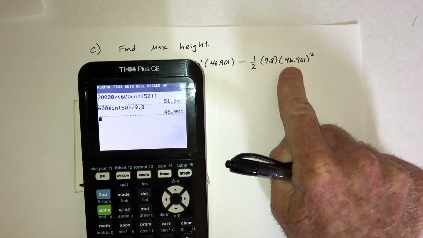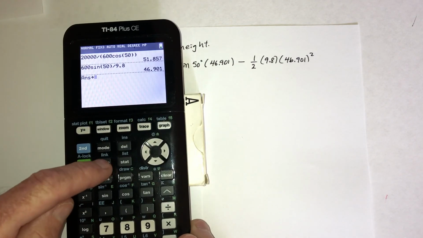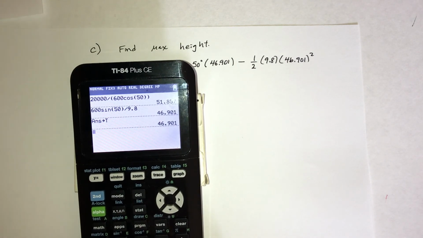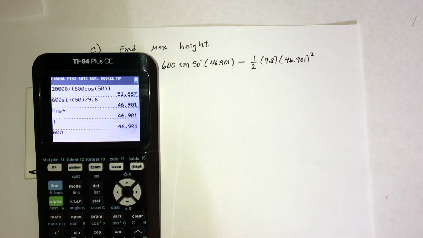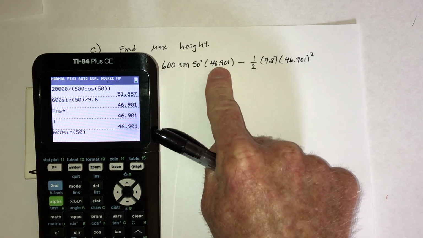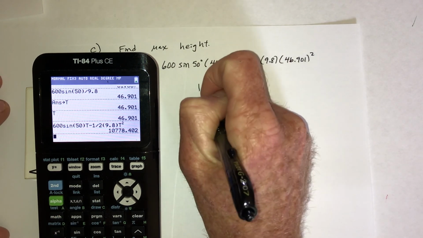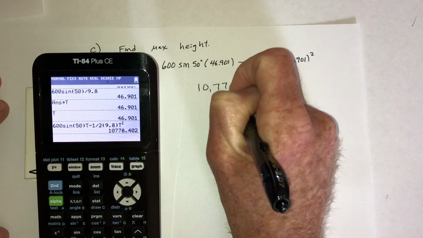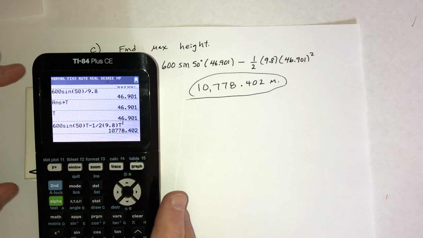Now, I could just type this in the calculator, but since I have this right here, I'm just going to put store, and then store it as x, or t. Right now it's a t, that's fine. That way, anytime I use that key, it's now going to use 46.901. All right, so we've got 600 sine of 50, and then put t. And minus 1/2 times 9.8, and then t needs to be squared. And it's going to reach 10,778.402 meters. So it's going to be more than 10 kilometers in the air.